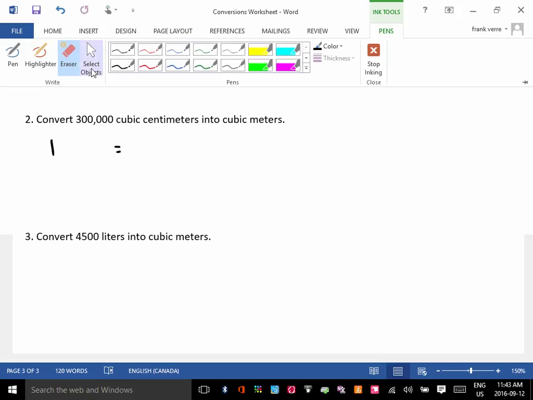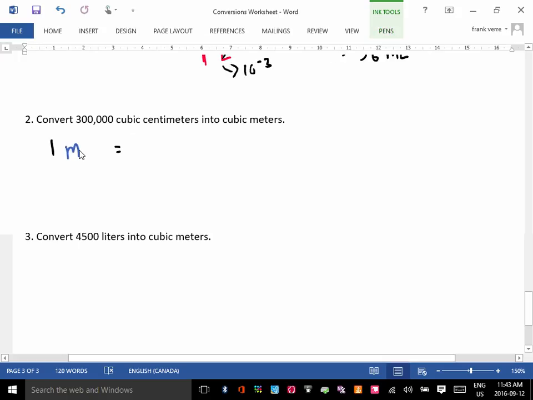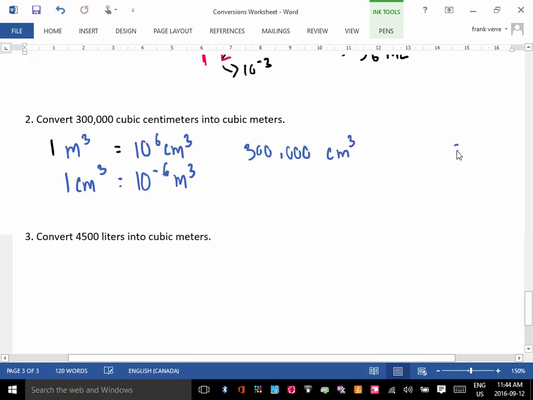So 1 cubic meter is how many cubic centimeters? 10 to the 6, right? So 1 cubic centimeter would be 10 to the negative 6 cubic meters. So I'm hoping you've seen the symmetry by now. Okay? So we want to go from cubic centimeters, so 300,000 cubic centimeters, and we want our answer in cubic meters.